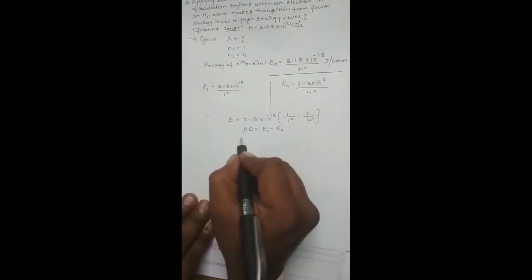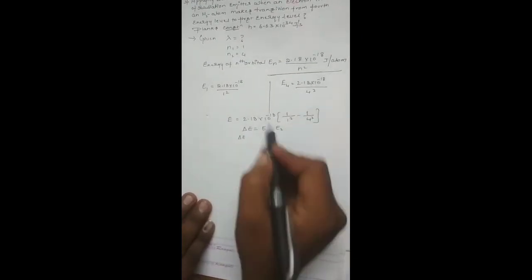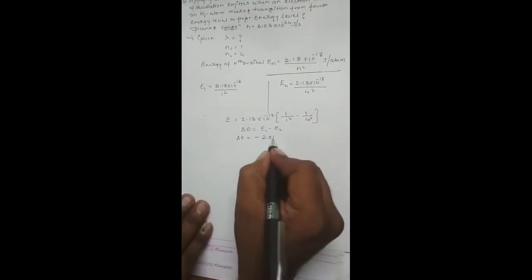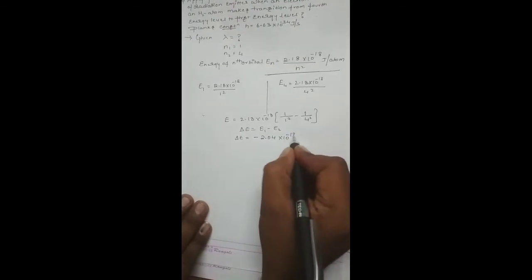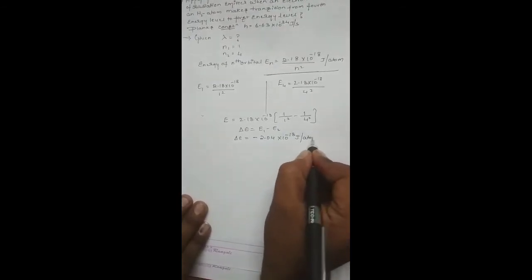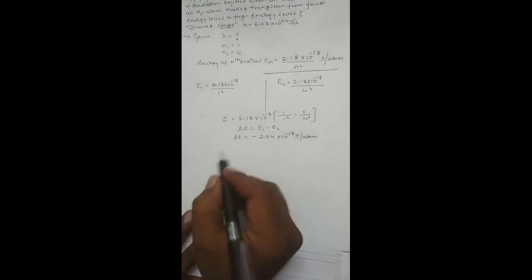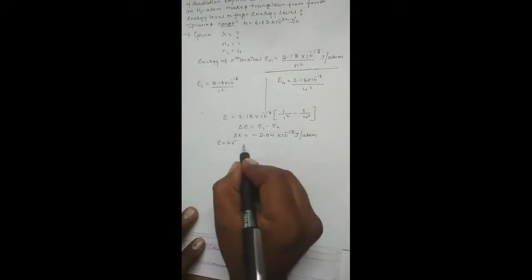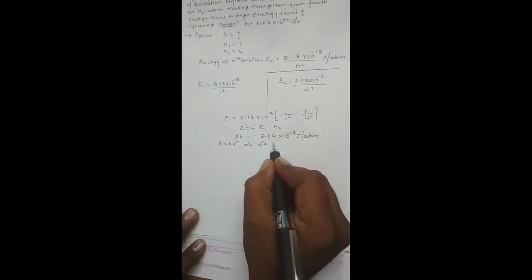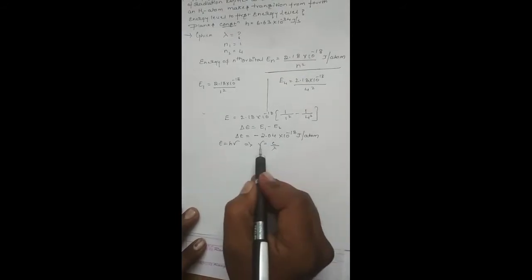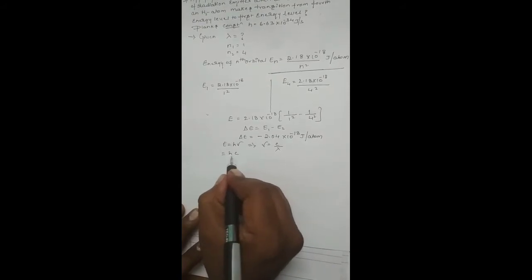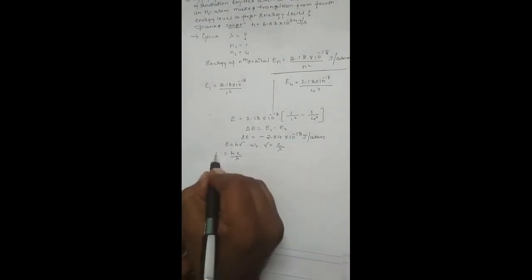Okay, overall, if we substitute the values, we get delta E is equal to minus 2.04 into 10 to the power of minus 18 joules per atom. We have the formula we studied first: E is equal to h nu, or we can write nu is equal to c by lambda also, correct? If you substitute nu is equal to c by lambda in E is equal to h nu, we will get hc by lambda.